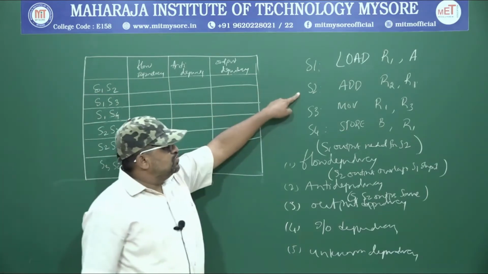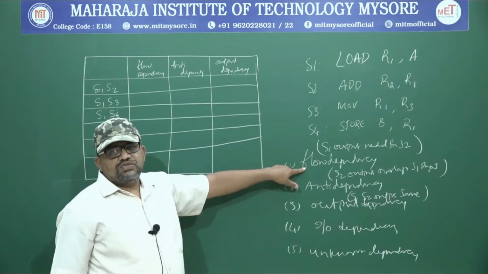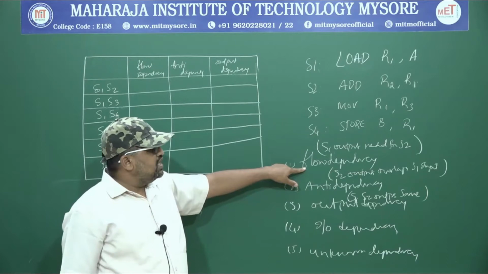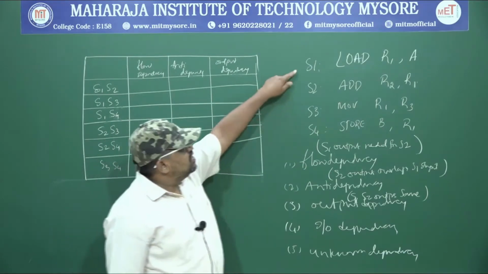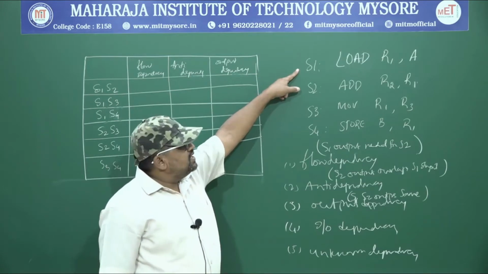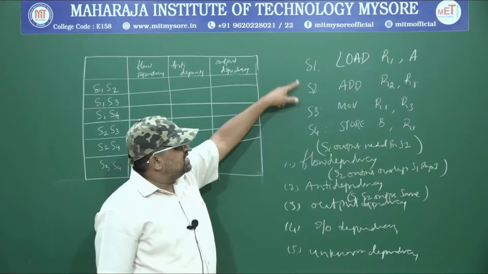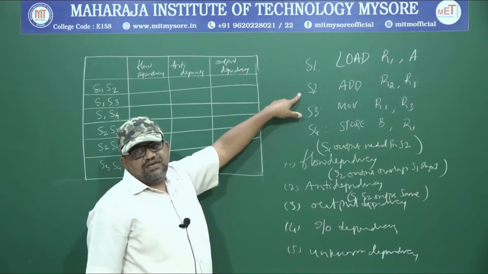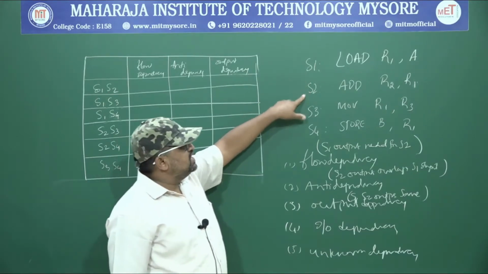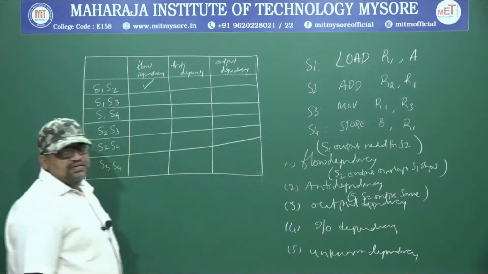S1 and S2. What does the flow dependency say? The output of S1 should be an input for S2. What is the output of S1? The output of S1 is that you are loading the contents of R1. Is it needed as an input to S2? Yes, because the output of S1 is an input for S2. So I am going to put a tick mark here.